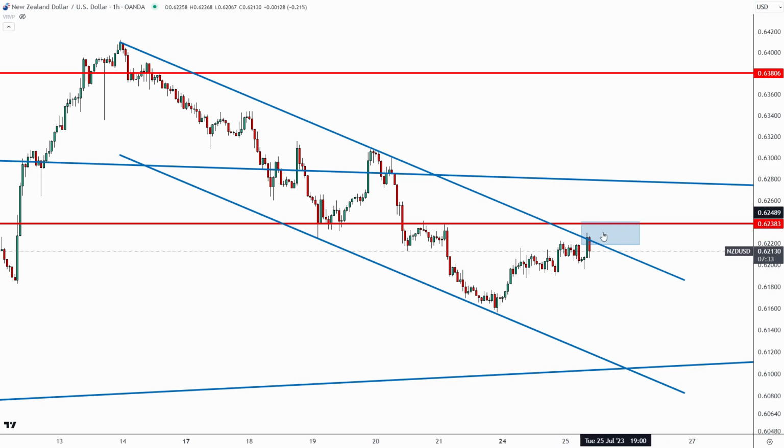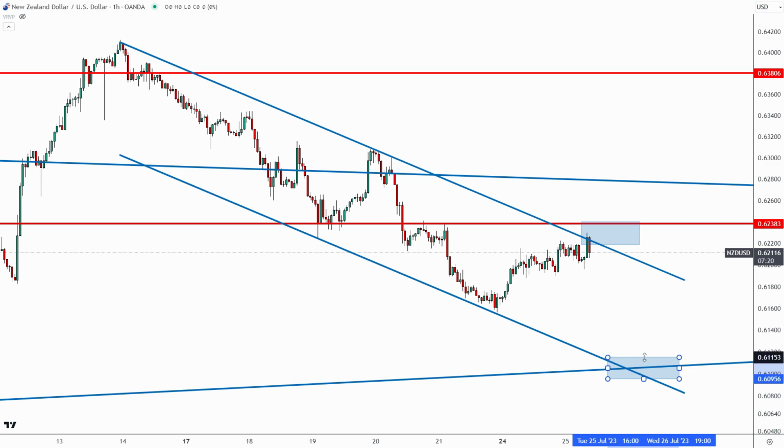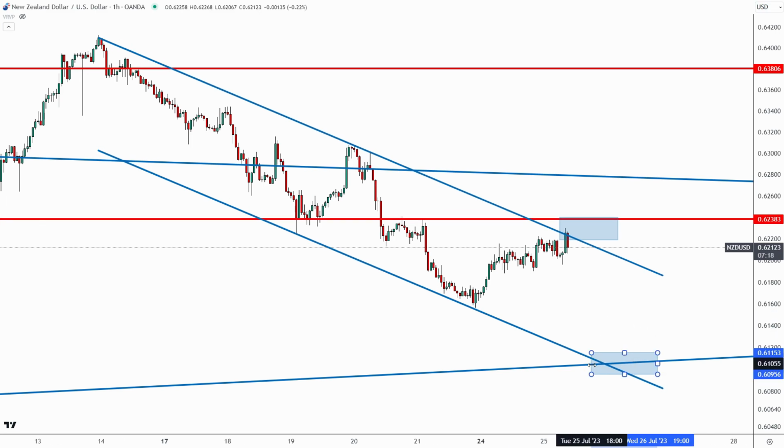So this is going to be our resistance, and support for this market is going to come in down here at the bottom of the short-term channel, and also that trend line, so right around 6,100. All right, so this is going to be our support over the next few days going into FOMC. And again, we do have resistance right up here.